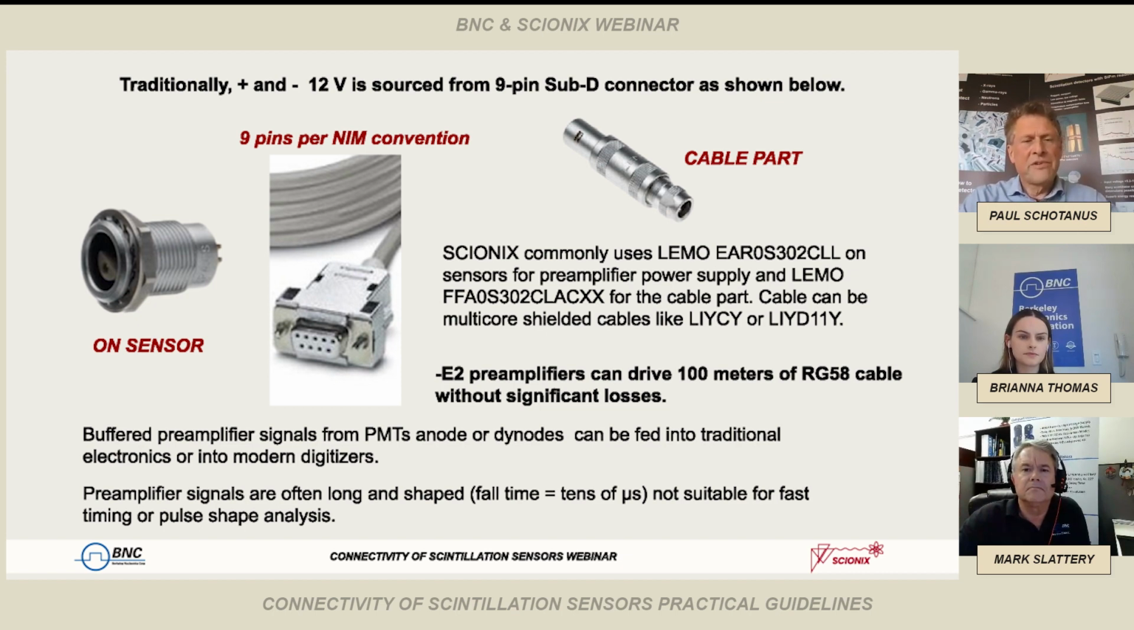The output impedance of a preamplifier is 50 ohms, and that makes it very suitable to feed into processing electronics or digitizers, because we should realize that many digitizers have a 50 ohm input impedance. And I'll repeat this a little later because it's really important. The preamplifier signals are often defined with pretty long decay times of tens of microseconds, and that is historically due to requirements of classic main spectroscopic amplifiers. But for modern digitizers, fall times of the order of a microsecond are also perfectly adequate.